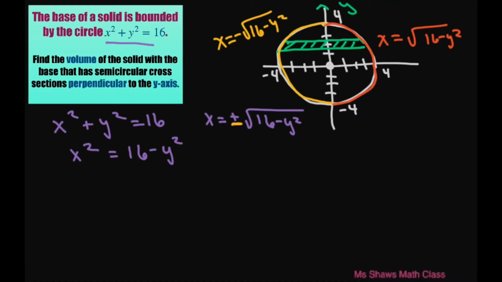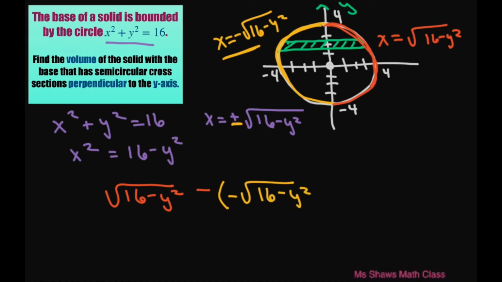So the length of the cross section is obtained by subtracting the left boundary, which is this side, from the right boundary. So let's do that. We're going to take square root of 16 minus y squared minus the left boundary. So that's going to be negative square root of 16 minus y squared. And this just gives us a plus here. So we have two of these. So this equals 2 times square root of 16 minus y squared.